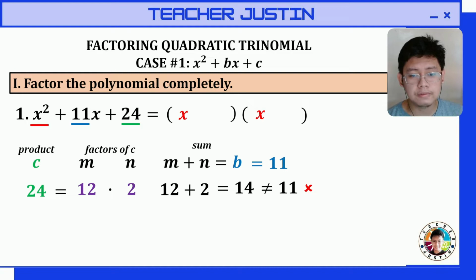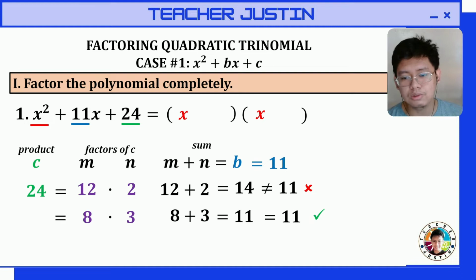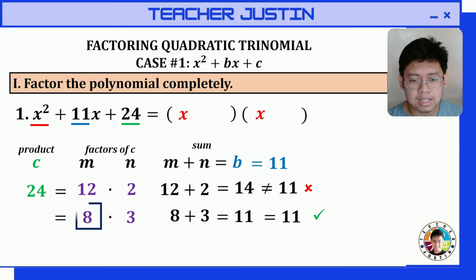We have 8 and 3. So, 8 times 3 is 24. So, pag inadd natin, is it equal to 11? Yes, it is equal to 11. So, nakuha na natin yung factors ni 24 na magbibigay sa atin ng 11. So, kopyahin natin yan. We have 8 and 3. 8 and 3 will serve as our factors of this polynomial.